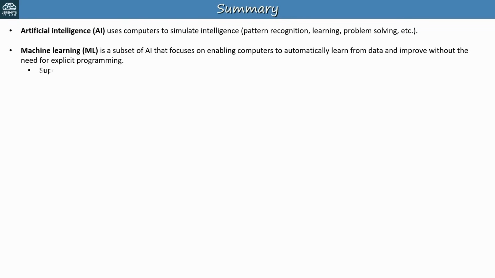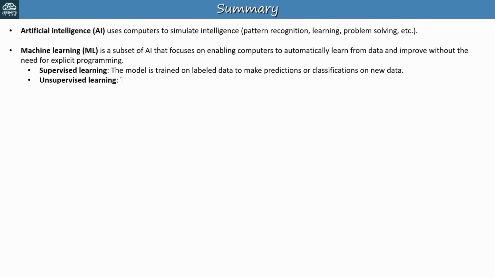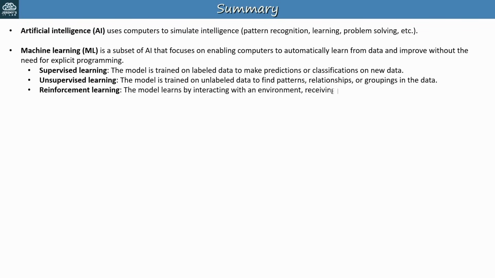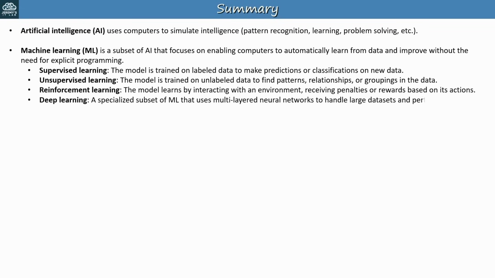We covered 4. The first was supervised learning, in which the model is trained on labeled data to make predictions or classifications on new data. I used the example of training the AI on labeled photos of dogs and cats. Then there's unsupervised learning, in which the model is trained on unlabeled data to find patterns, relationships, or groupings in the data on its own, without a human labeling the data beforehand. In reinforcement learning, the model learns by interacting with an environment and receiving penalties or rewards based on its actions. Self-driving cars and game AIs are great applications of this. Finally, deep learning uses multi-layered neural networks, inspired by how the human brain works, to handle large datasets and perform complex tasks, more than is typically possible with other forms of machine learning.